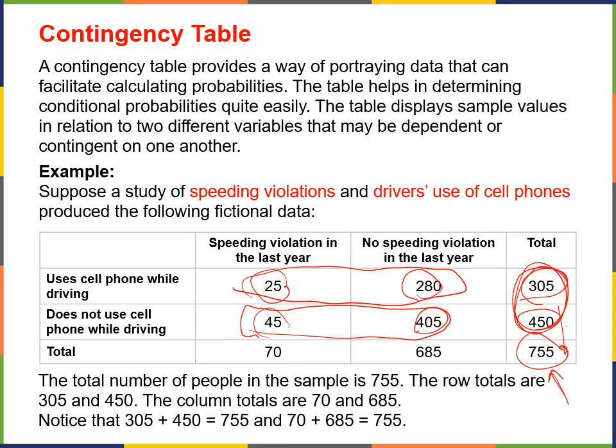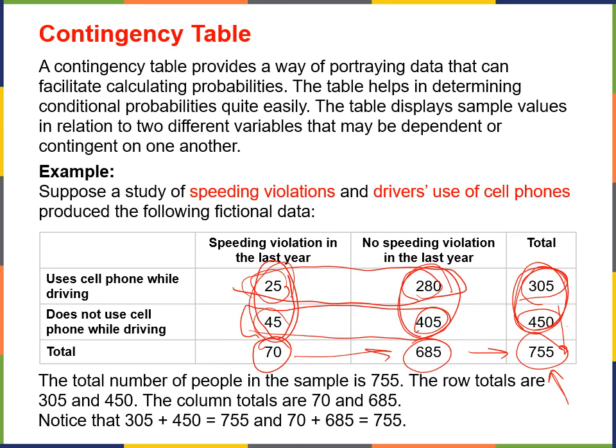Or you could look at it as speeding violation. These are the people who got speeding violations, okay? 70 people total. These are the people who didn't get speeding violations, 685 people total. Again, that should give you your 755. So we know how many people are in this study total, 755.